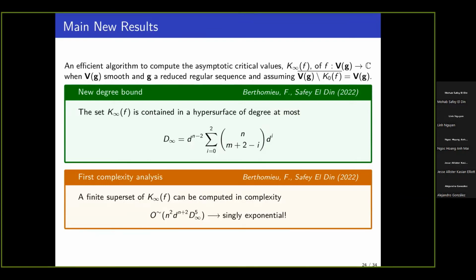Moreover, we have generalized this algorithm to handle polynomial mappings. So we can look not only at polynomials, but also at maps going to C to the p for any p.